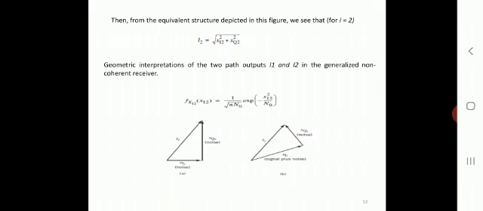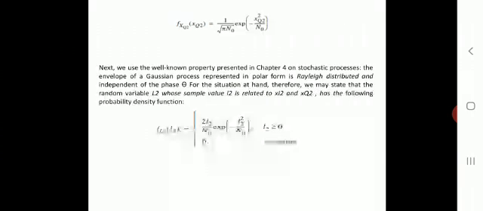So this figure shows the geometric interpretation of the two path outputs L1 and L2 in generalized non-coherent detection. And similarly, we have the value of f of x q2, that is, f of x q2 is equal to 1 divided by square root of pi n naught, exponential of minus x q2 squared divided by n naught.